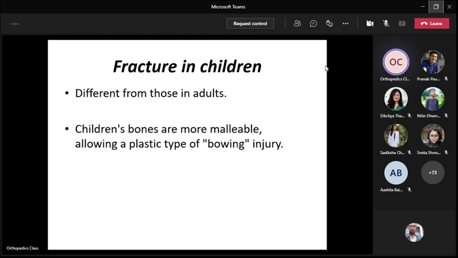You should know the time for the epiphysis to fuse in different bones, and accordingly you shouldn't damage the growth plate. And the nature of the bone: they are more elastic, more malleable. The periosteum is quite thick in pediatric bones. That's why they don't break brittle like in adults. They just give way. There is plastic deformation, bowing injury, but that is also a fracture. So it's different from adults. Children's bones are more malleable, allowing a plastic type of bowing injury.